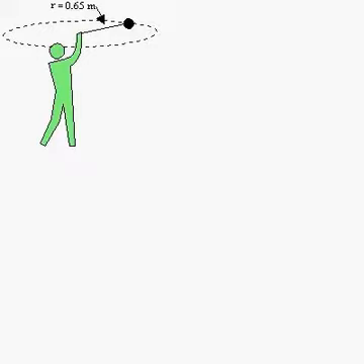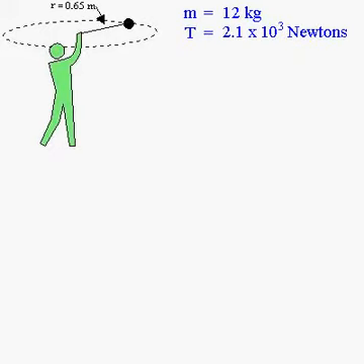In this example, we have an athlete twirling a large ball around his head. The ball sweeps out a circle whose radius is 0.65 meters. If the mass of the ball is 12 kilograms and the tension in the rope is 2.1 times 10 to the 3 newtons, the question is, what's the speed of the ball as it travels around the athlete's head?